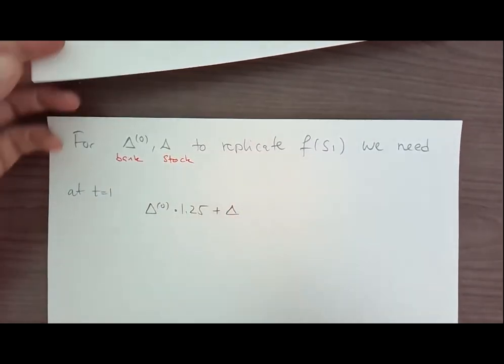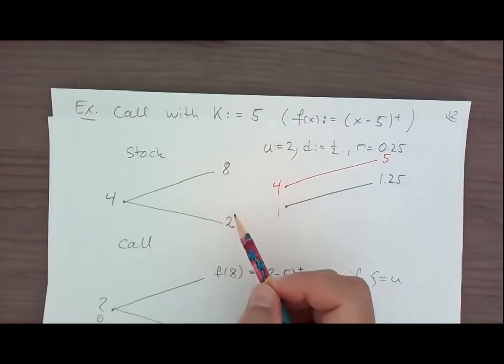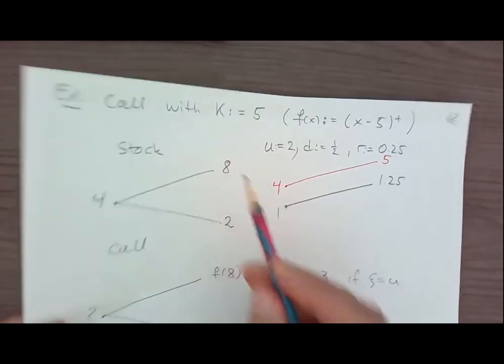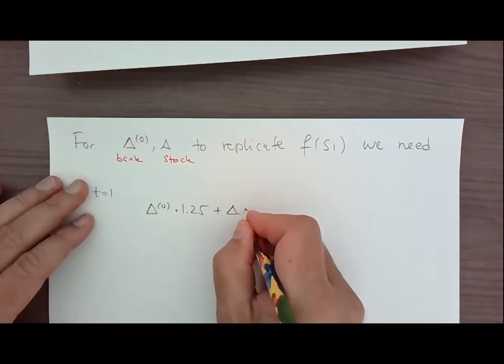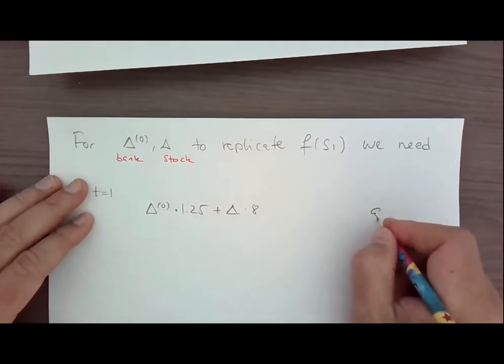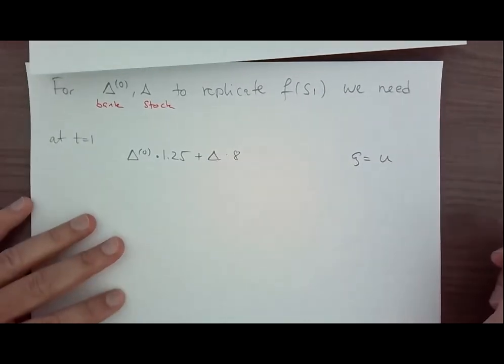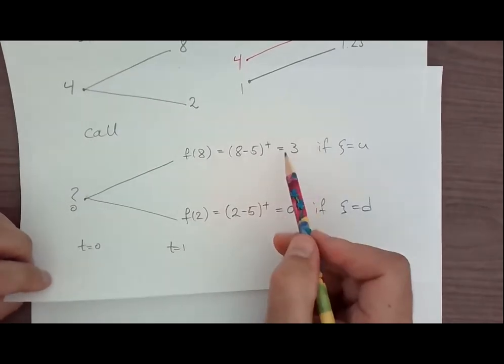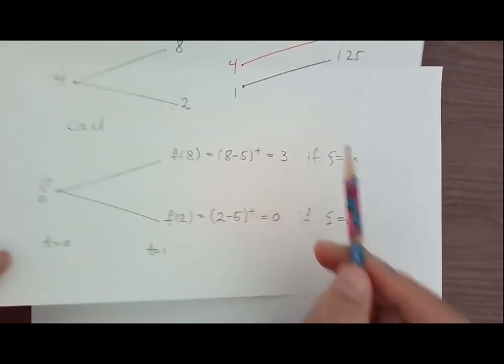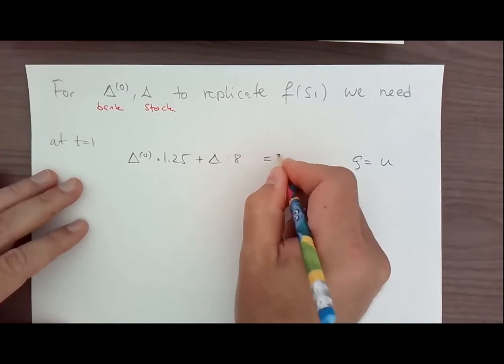Well, this is where I have to be careful because there are two possibilities. There's an up and a down. If I am in the up state, it's going to be worth 8. This here is when psi is equal to heads. And what do I want it to be? Well, I'm trying to replicate, so I want this to match up with the 3 here.